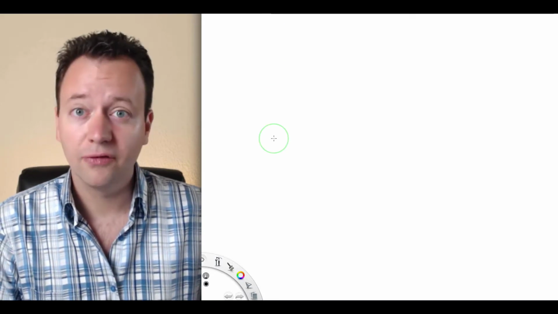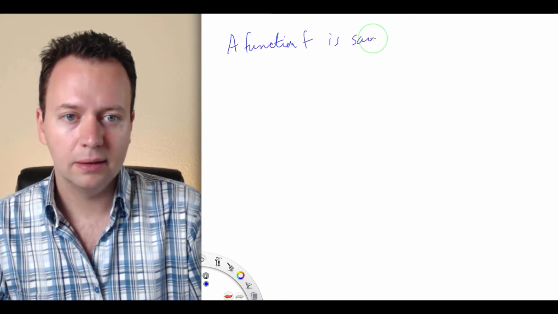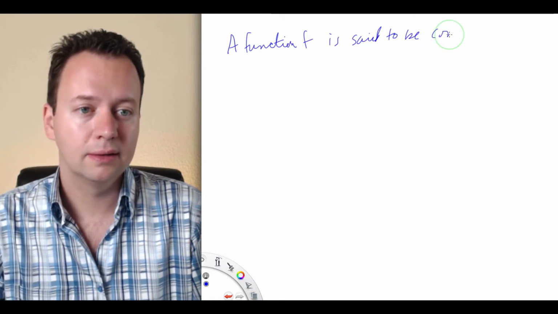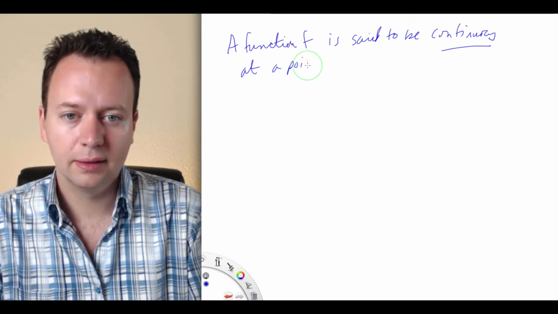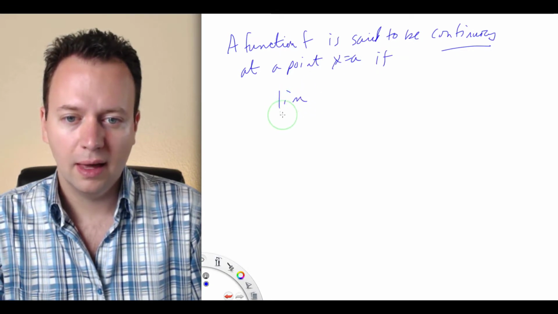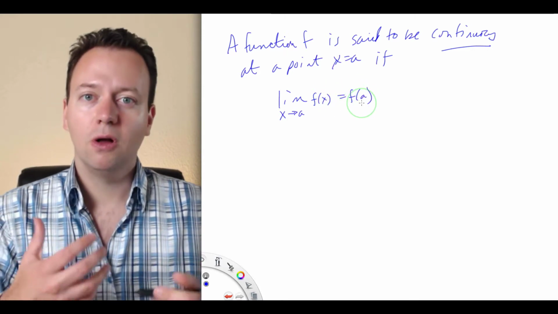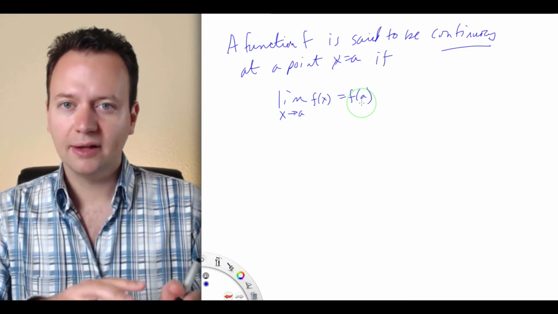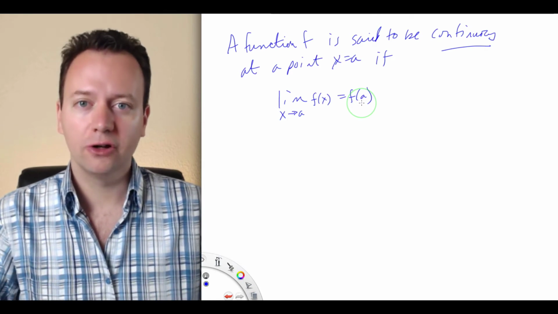let's put up the definition of continuity. As a quick review, a function f is said to be continuous at a point x equals a if the limit as x goes to a of f of x is equal to f of a, right? So recall that as long as the limit as x approaches a of f of x is equal to the actual output at a, then the function is continuous.